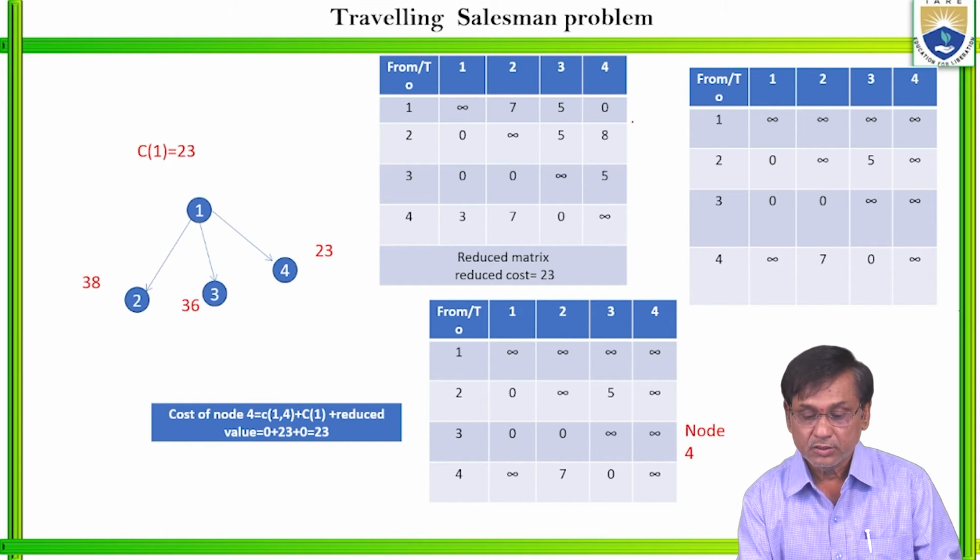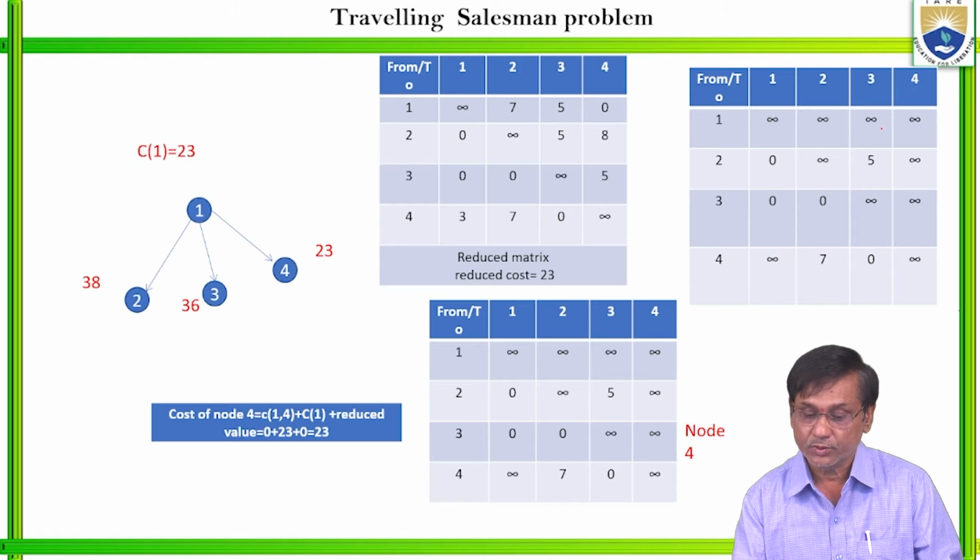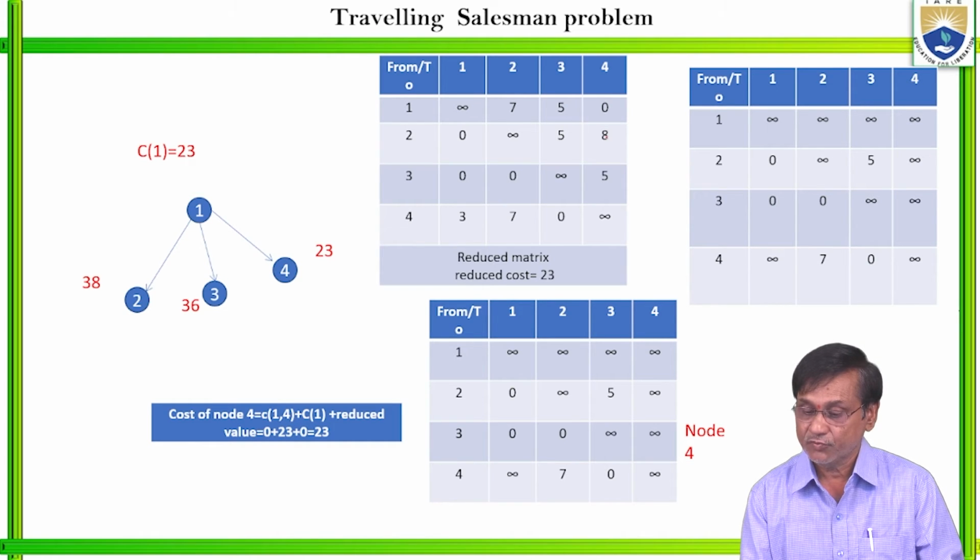So now in place of 7, write infinity. In place of 5, write infinity. And then corresponding to the fourth column, in place of 0, write infinity. In place of 8, write infinity. In place of 5, write infinity, and infinity as it is.